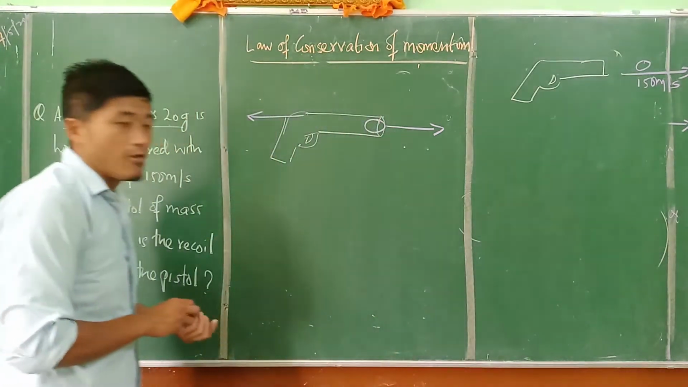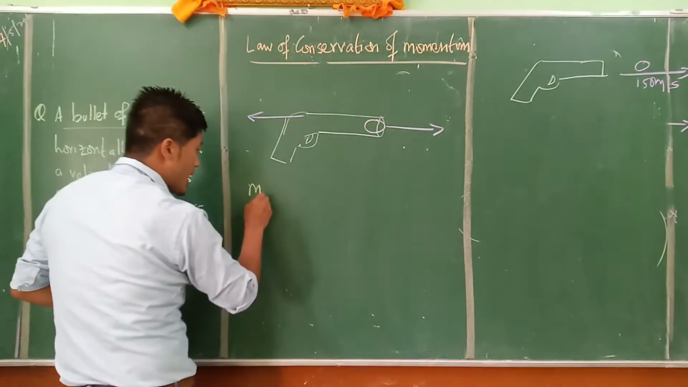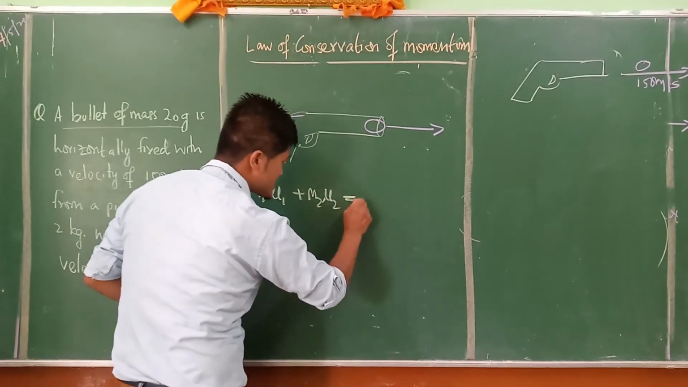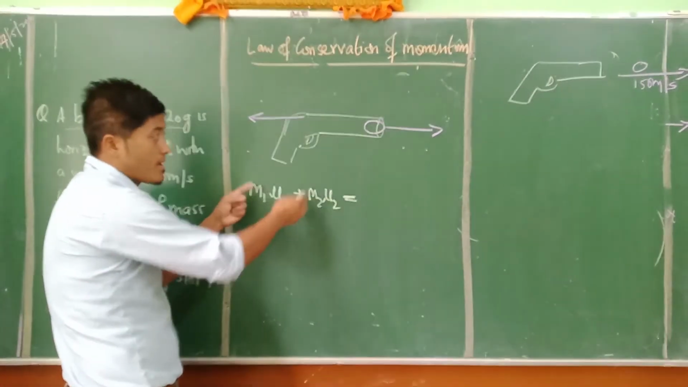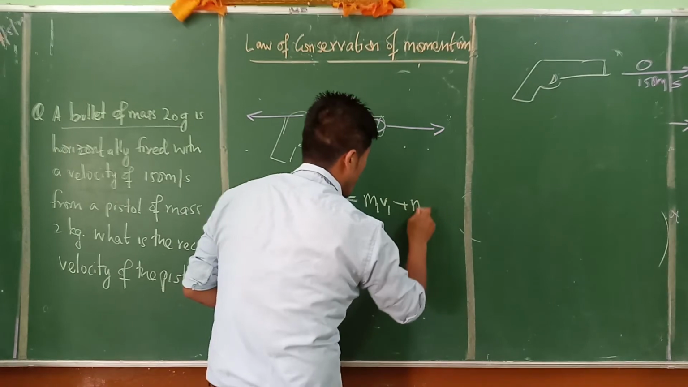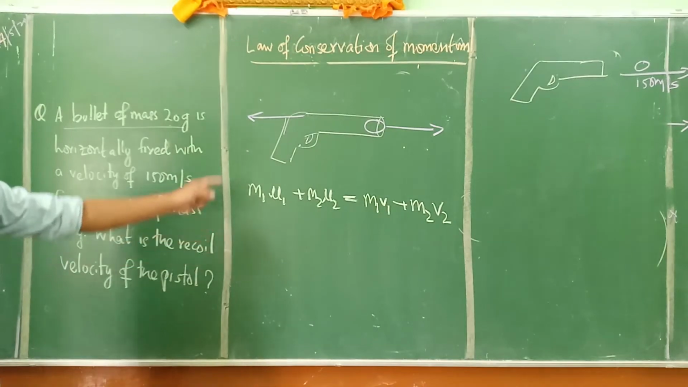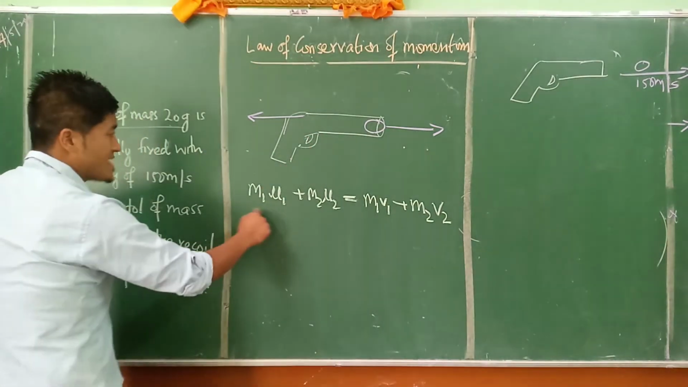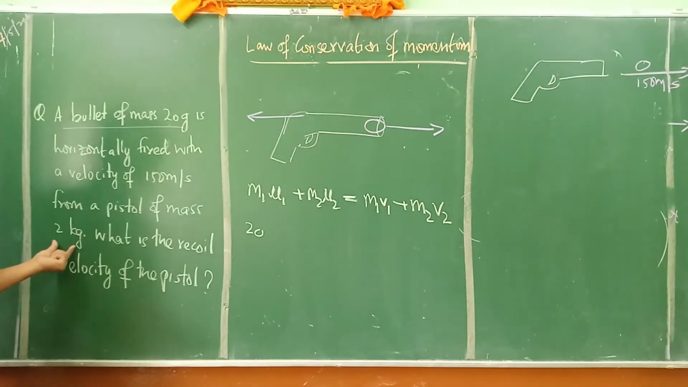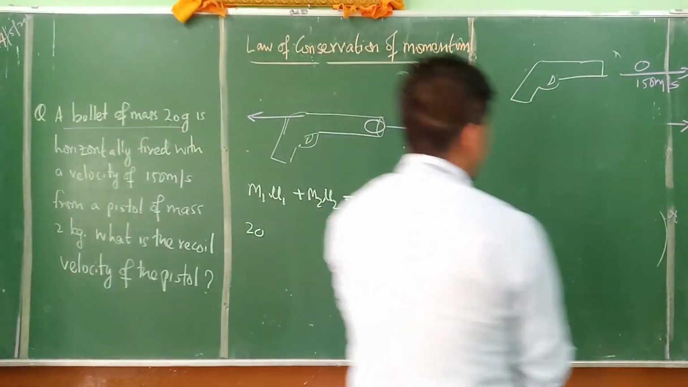So we have to find it out now. According to the law of conservation of momentum, m1 u1 plus m2 u2, the momentum of two objects before collision and after collision, is the same. Now I'm going to find this out. Mass 1 we take as the pistol. I will write on this side so you will understand better.